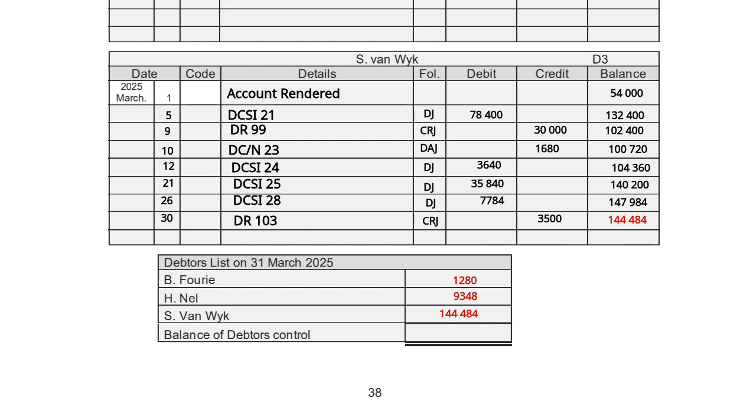If you go back to your list, you will see that we've already put Farie's balance of 1280, Nell's balance of 9348, and now we're going to enter Van Wyk's balance of 144484. We then add up our list to give us a total of 155112. This is the same balance of which your balance carry down for your debtors control must be to apply your double entry rule.